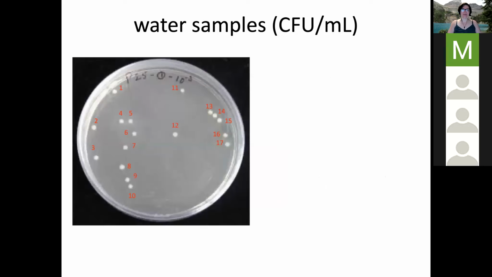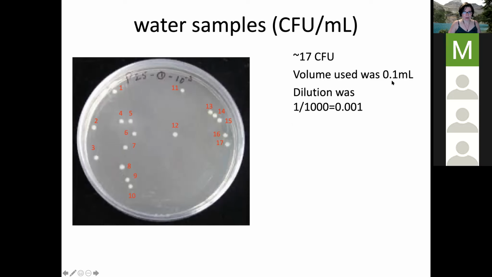Let's talk about the water samples. Arguably, they're more straightforward, but again, they do require the dilution factors where people get hung up. Okay, so I pre-counted this plate for you. 17 CFUs are on it. To get these 17 CFUs, we used 0.1 milliliter of the water sample that was previously diluted 1,000 times.